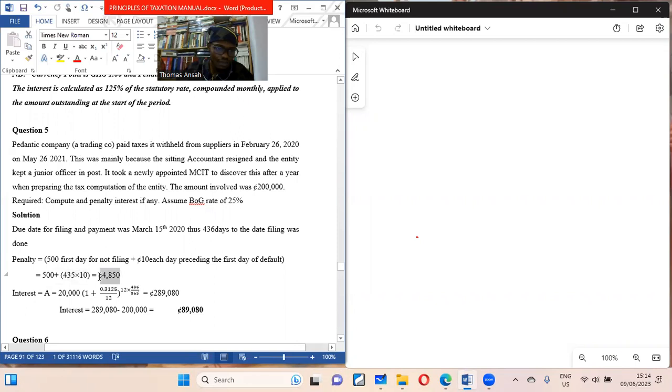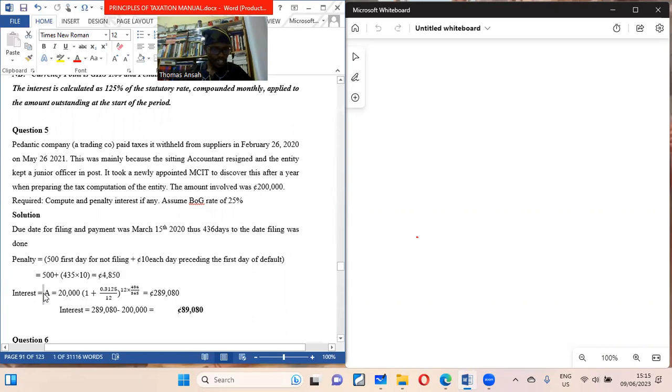So the penalty for not filing is 500 cedis the day that it elapsed. In this case, when we get to March 15th and we've not filed, it is 500 cedis, then 10 cedis every day from that day on. It is very, very important to file, whether it is personal income tax or whatever it is. That is why every year I have to be fast and file, because if you don't, the day you do it, the penalty will be calculated automatically on your platform, unless there is an amnesty.